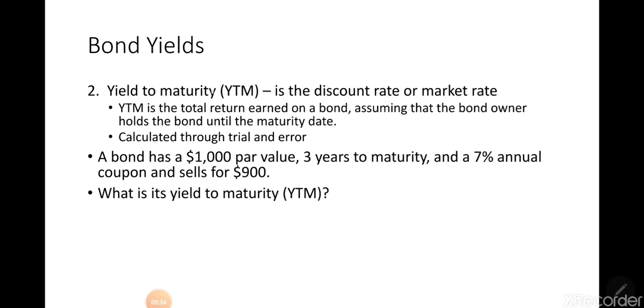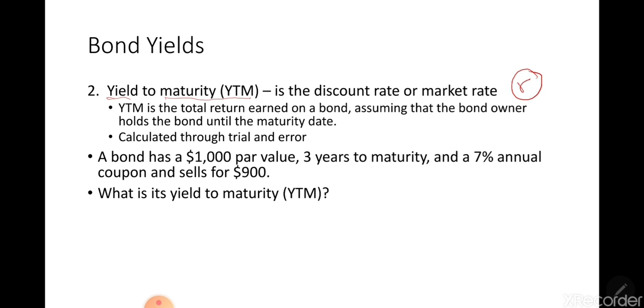Moving on to the next type of yield, we have yield to maturity. Yield to maturity stands for YTM, and it is the discount rate or the market rate. So in the questions, the R that you were using for discounting purposes to calculate the bond value is basically that R. YTM is the total return earned on a bond, assuming that the bond owner holds the bond until the maturity date. So yield to maturity, as the name suggests, is the return till maturity. So this is the percentage return the investor will get if he holds the bond till maturity.